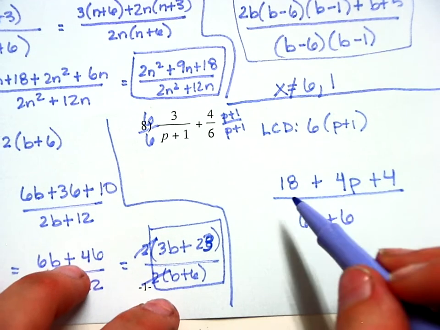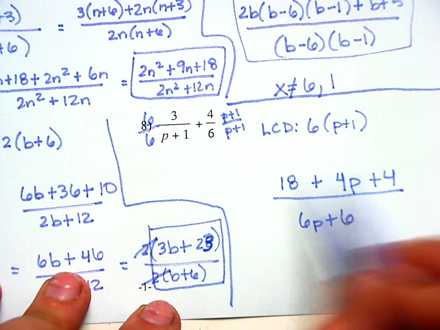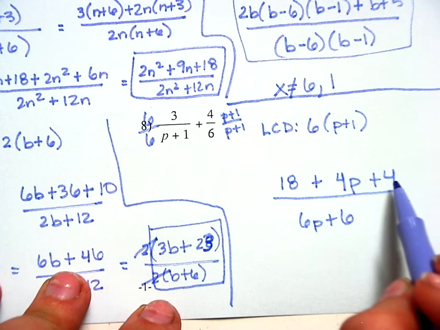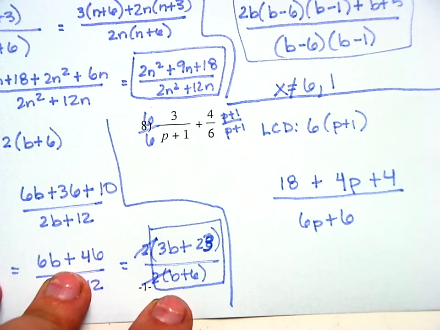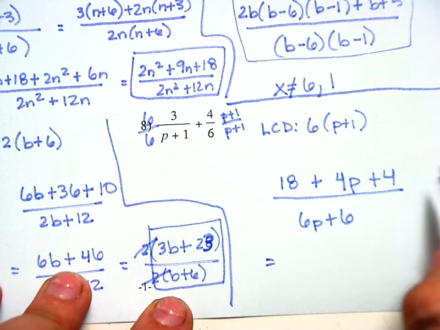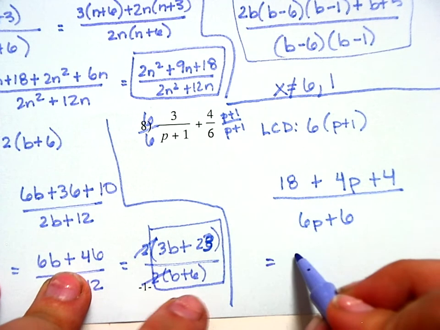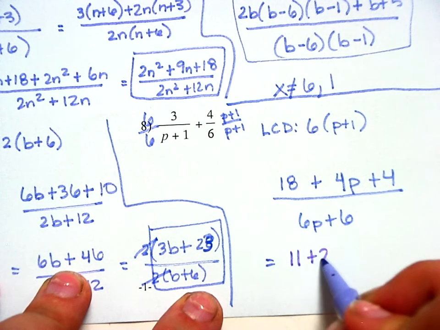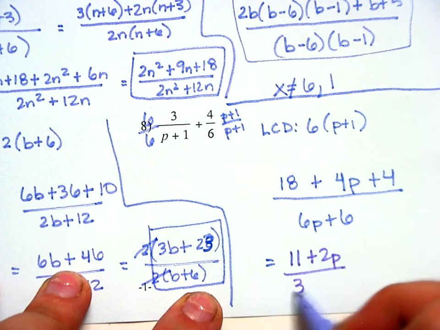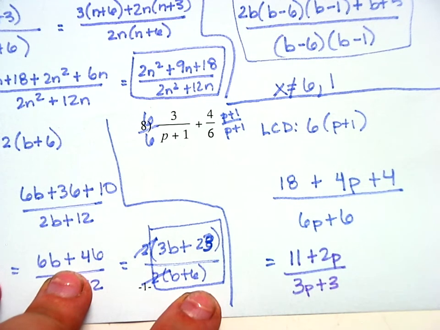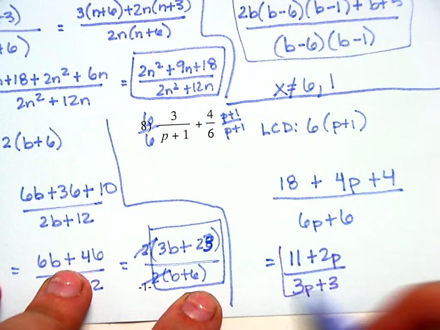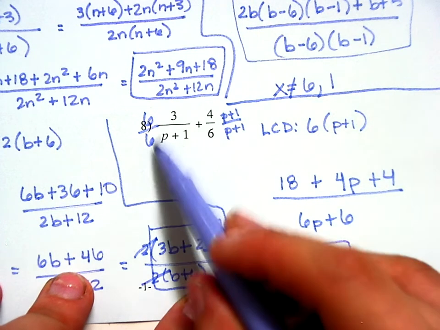I see these are all even. I'm going to add the 18 and 4. That's going to give me 22. And then I'm going to factor 2 out of everything. So what's left is 11 + 2p all over 3p + 3. We're all done. And then my excluded value was just negative 1.